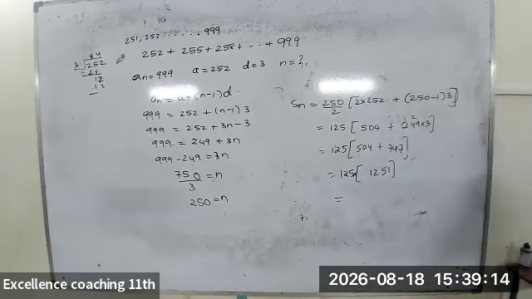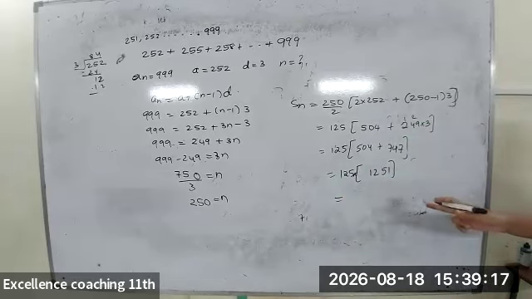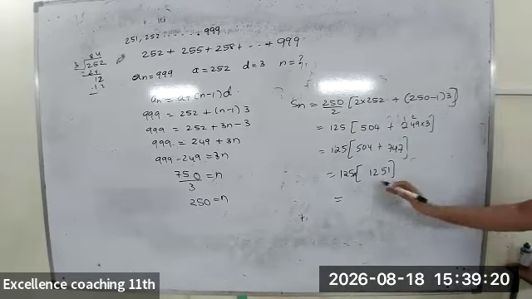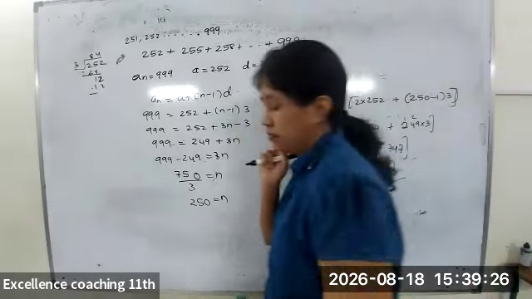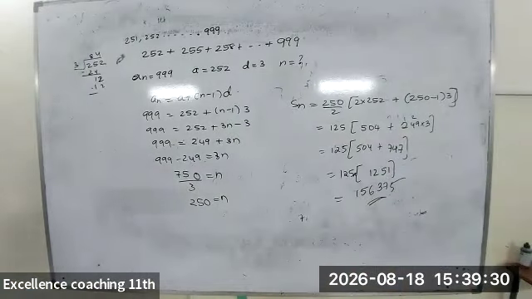How much are you getting? 1251 into 120. Yeah, so what is the final answer? 1156. And you substitute as 250.